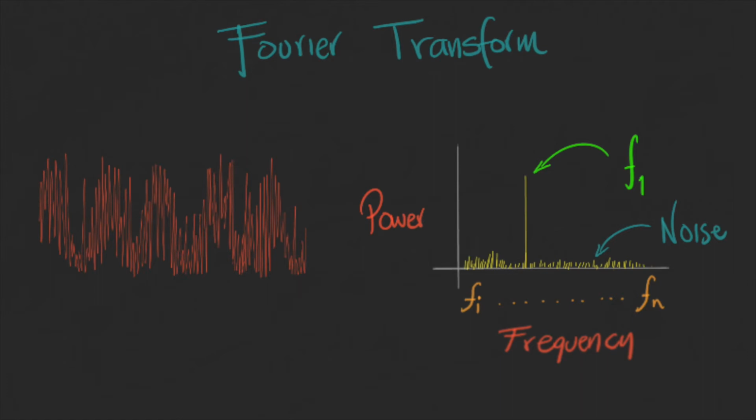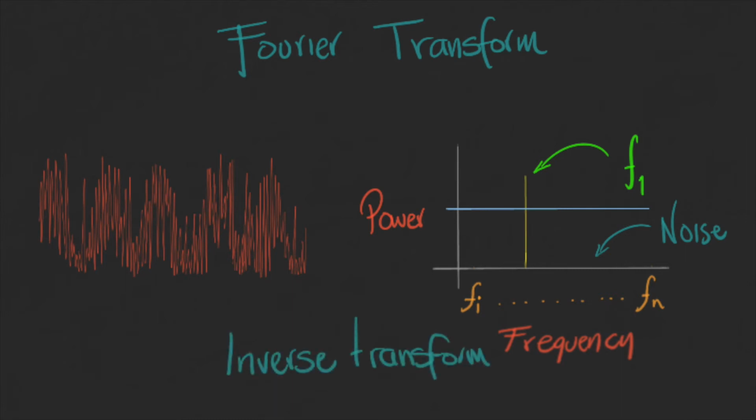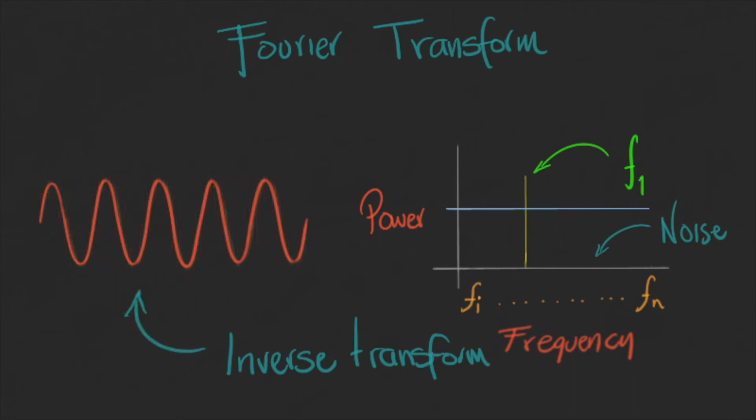Now, if we want to clean a signal, we just need to define a threshold for the frequency domain and erase all those small components. Then we can use the inverse Fourier transform to get our signal back, and the result will be our original signal. Whatever you call signal or noise really depends on your application.